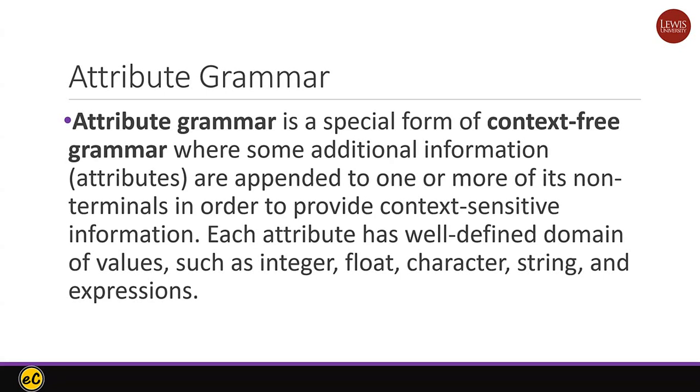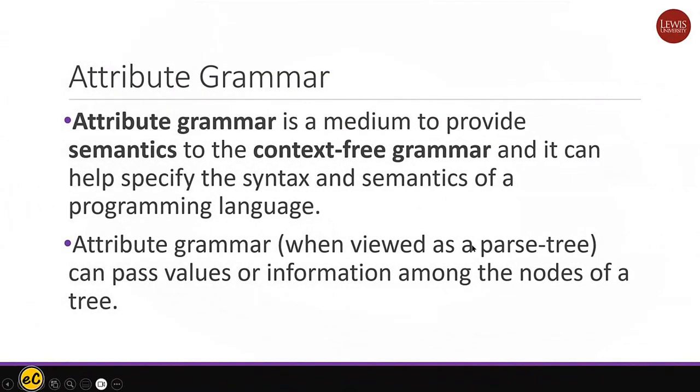So attribute grammar is a special form of context-free grammar with additional information called attributes. Attributes you can think of as extra functions to evaluate your semantic values or action items. So attribute grammar is a medium to provide semantics to the context-free grammar.